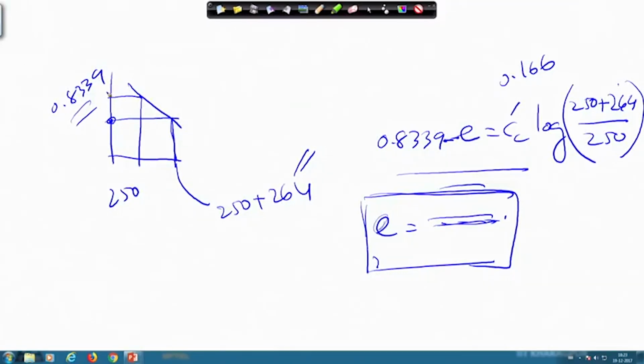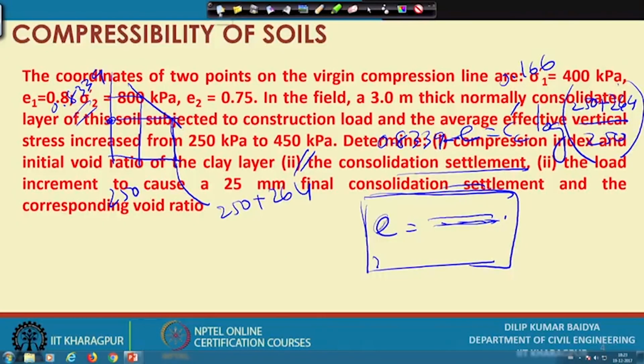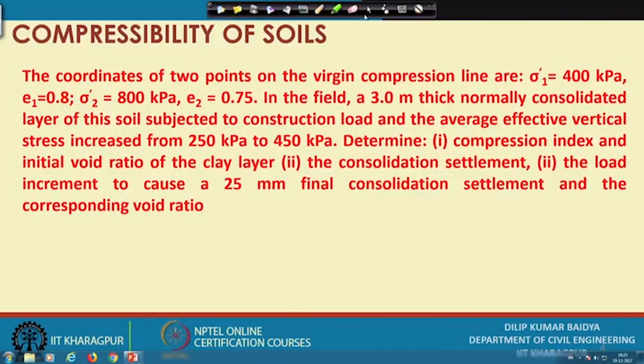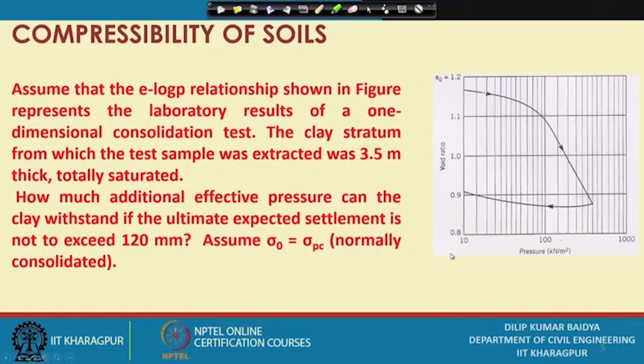Then one more application is there. Let me explain the problem at least, whether I can solve or not. So, this is the problem actually. Sometimes the problem will be given like this: assume that the e-log P relationship shown in the figure represents the laboratory results of a one dimensional consolidation test. The clay stratum from which the test sample was extracted was 3.5 meter, totally saturated. How much additional effective pressure can the clay withstand if the ultimate expected settlement is not to exceed 120 millimeter?